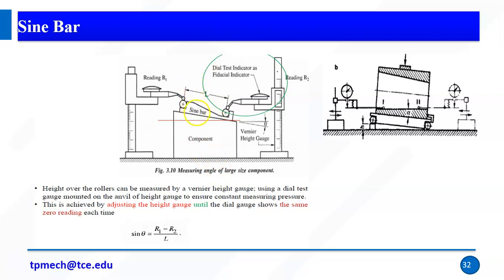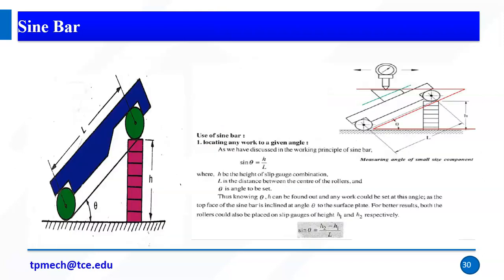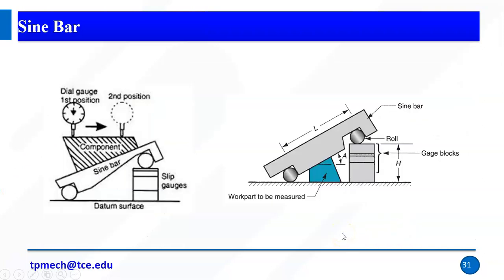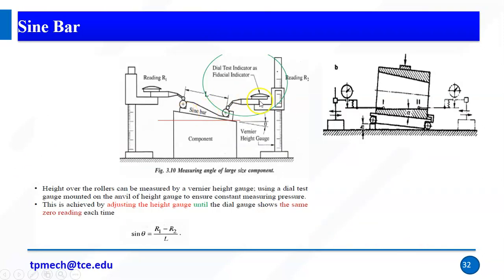So if you calculate in such a way, like the previous case, I said two slip gauges, and if I start, I say h2 minus h1 difference. The same way here I am taking two readings, r1 minus r2, so the difference of the readings divided by L gives sin theta. This is for an external part.